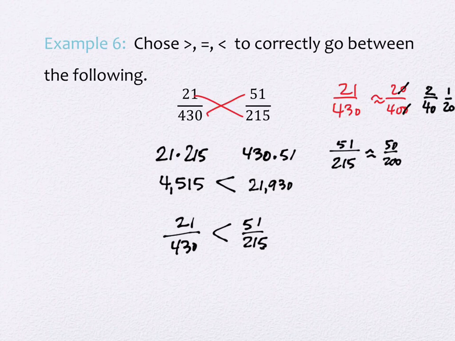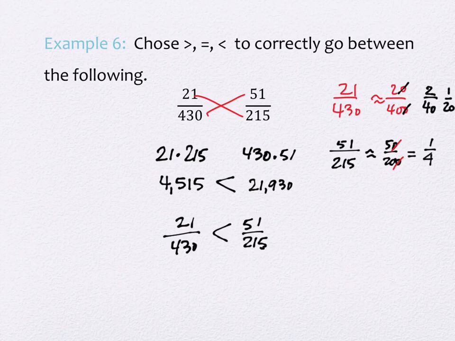Right? It's close. Not exact, but it's close. Again, you can divide them both by 10 to get 5 over 20. And 5 over 20 is actually 1/4 if you divide them both by 5. 1/4 is a lot bigger than 1/20.